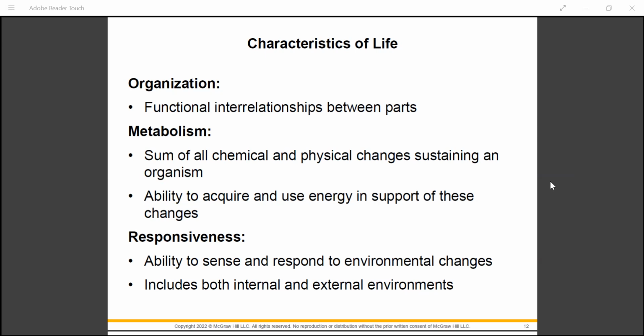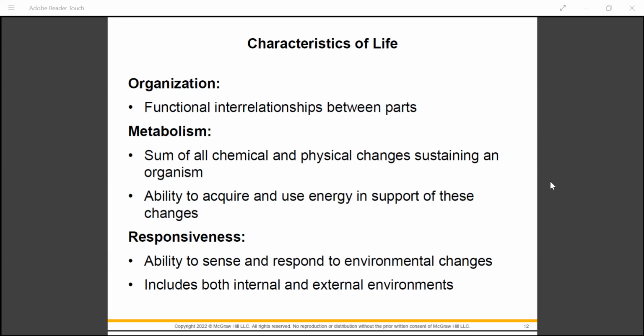Metabolism is our second characteristic. Metabolism is the sum of all of our chemical and physical changes. So it's the good and the bad, the stuff going in and the stuff going out. So our metabolism allows us to use energy to perform vital functions like growth and movement and reproduction. And as a part of metabolism, we have the ability to intake food and turn that into energy.